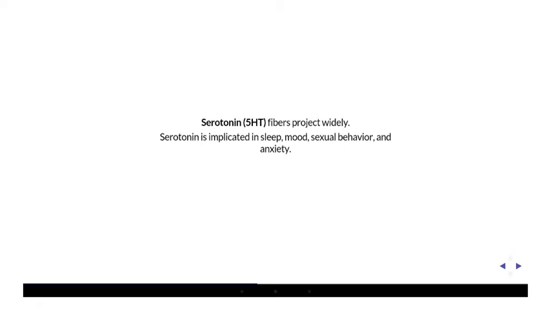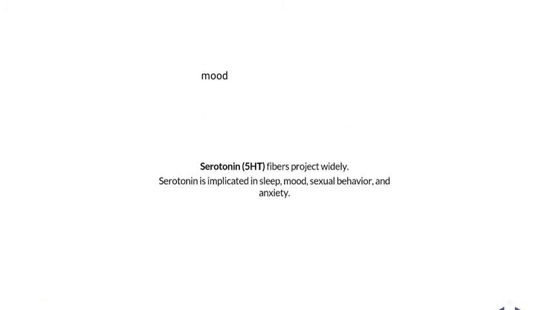So serotonin is, if you think of muscle activity for acetylcholine, I want you to think of mood when you think of serotonin. So serotonin is, as it says here, implicated in sleep, mood, sexual behavior, and anxiety. So one of the big drugs that came out in the 90s was Prozac. And so we'll talk about how Prozac works.